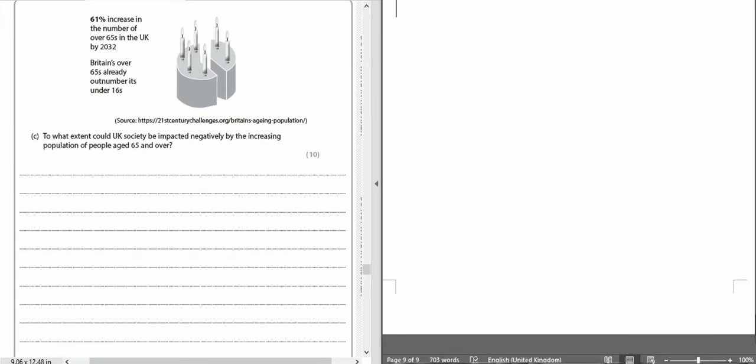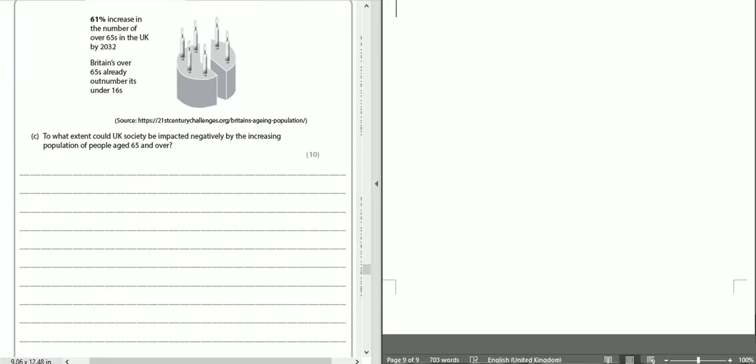And it says, to what extent could a UK society be impacted negatively by increasing population of people aged 65 and over? Now, as I say, if you've done geography, if you do sociology, if you looked at anything to do with demographics, you'll probably have some ideas for this. It's not something that comes up much in the health topic, particularly the impact of aging populations on society. So again, I'm pulling on my sociology.